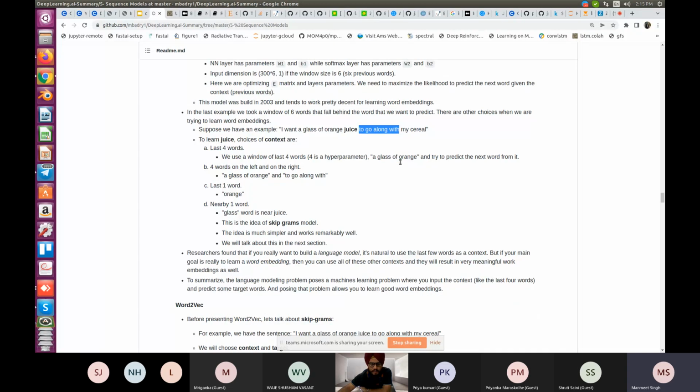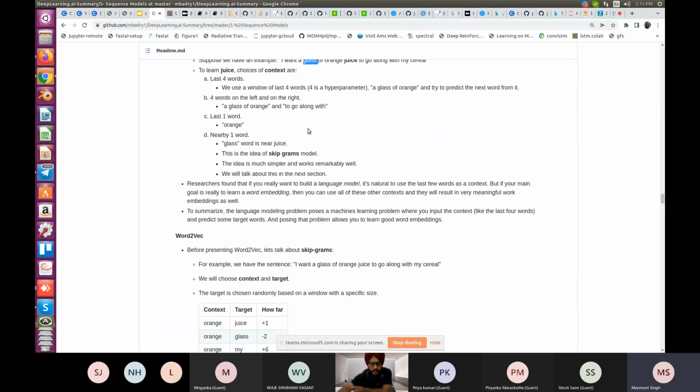Then another choice is just the last one word or a nearby one word. For example, the word glass is near orange. Is the word glass near juice? This is the idea of the skip-gram model.